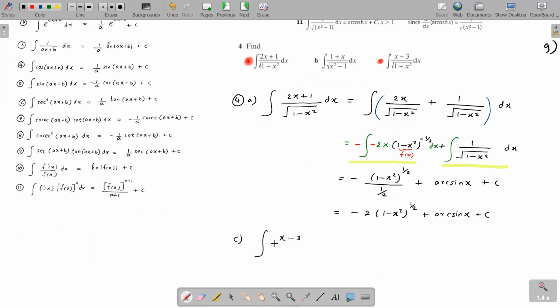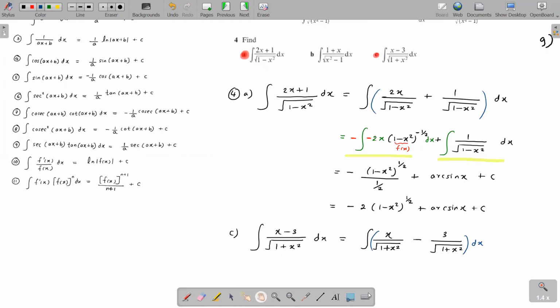Integration of x minus 3 divided by root 1 plus x square. You can see the rules are quite similar again, right? You have to split. So x over root 1 plus x square, minus, split the integral, minus 3 over root 1 plus x square. It's 1 plus, right? Here, sorry. 1 plus x square dx.